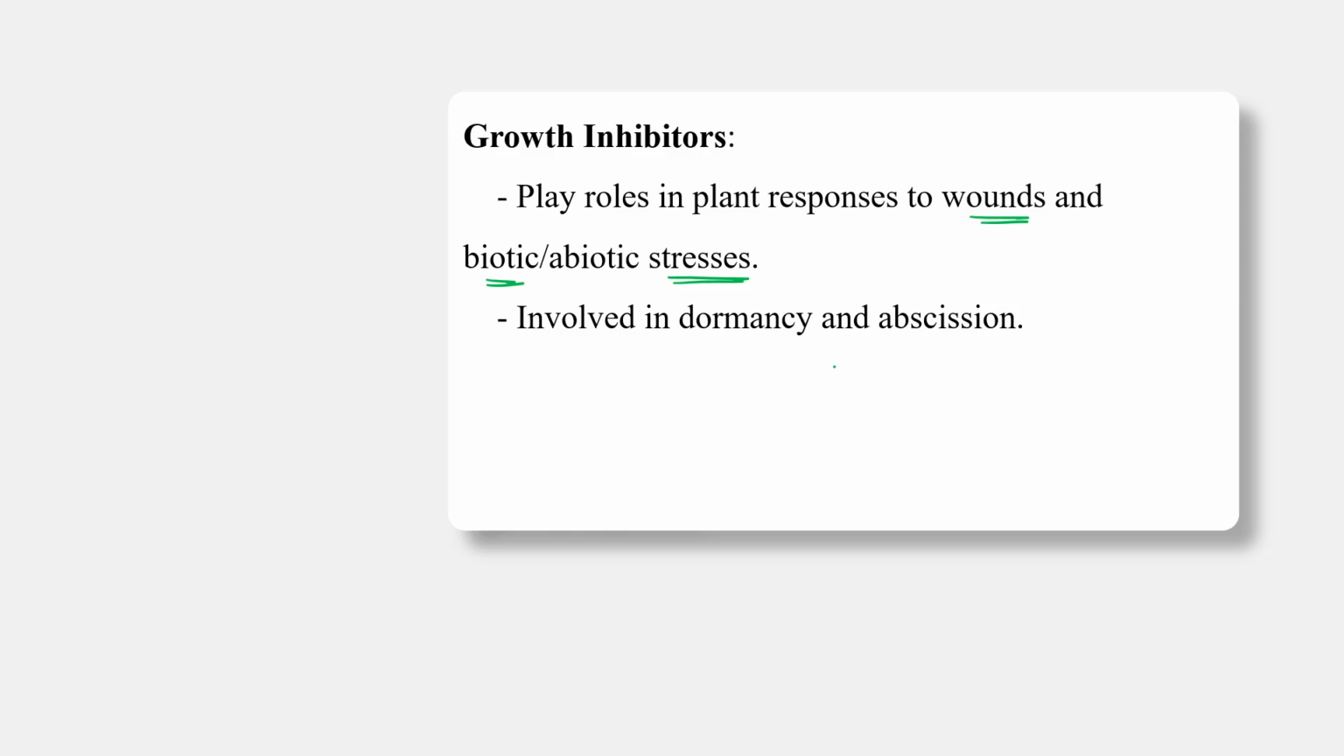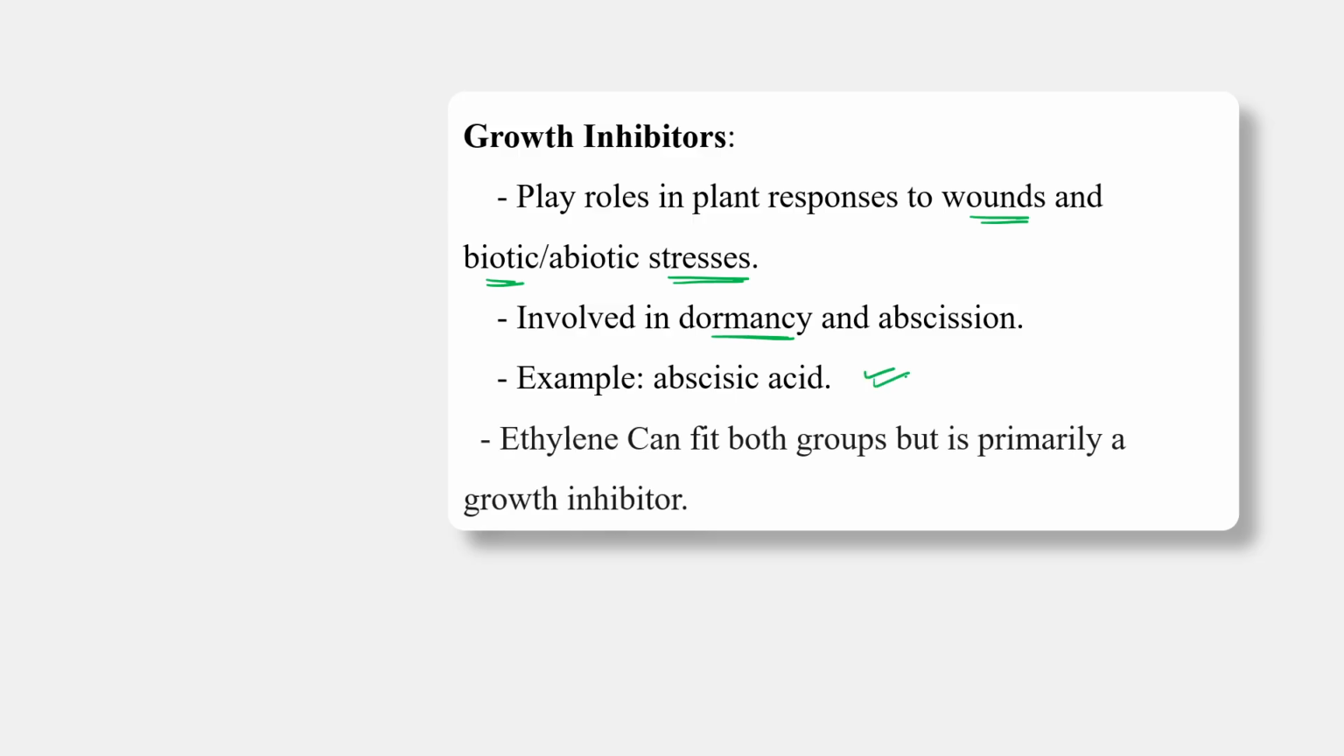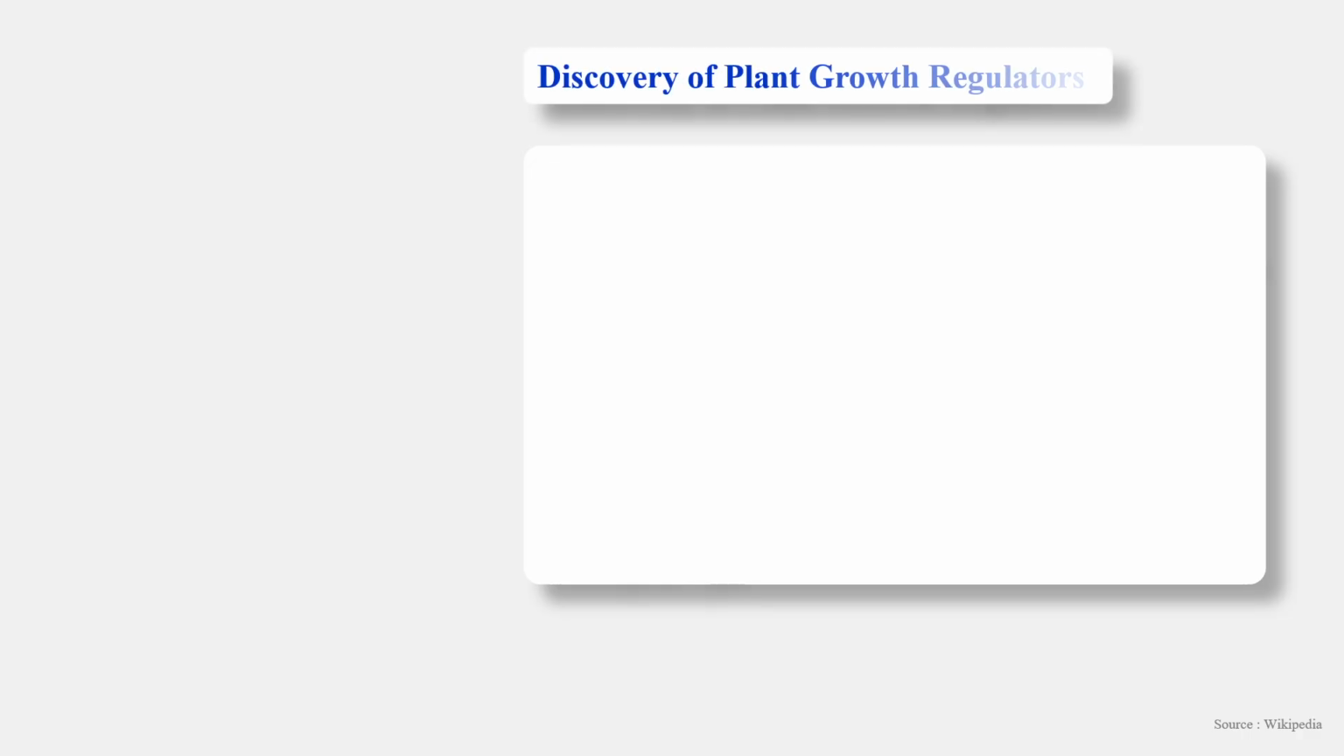growth inhibitor category. These growth hormones are involved in the dormancy phase and in abscission, like abscisic acid, like ethylene. But ethylene can fit in both groups, so this one is important. Sometimes it acts as an inhibitor, sometimes as a promoter. But primarily, we can say ethylene fits under the growth inhibitor category. Clear?